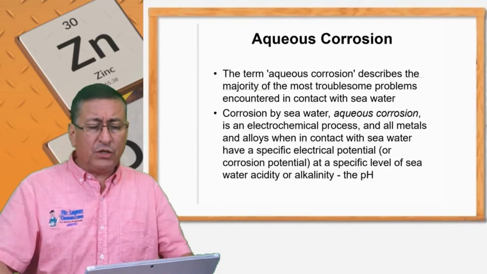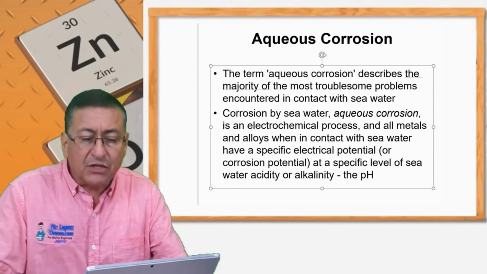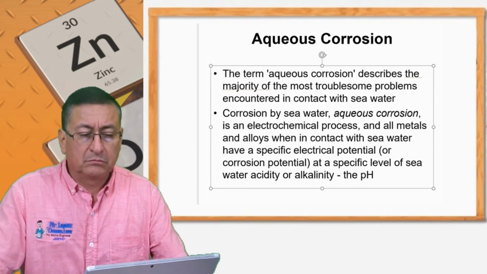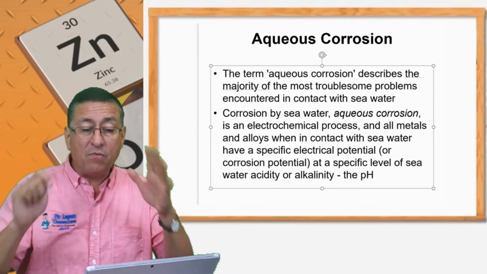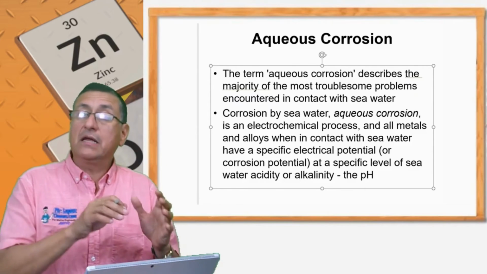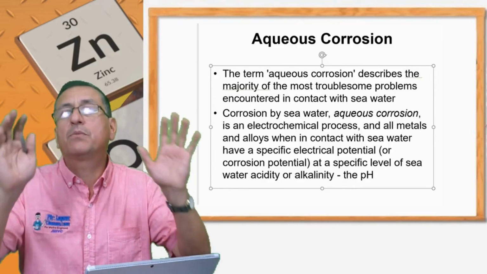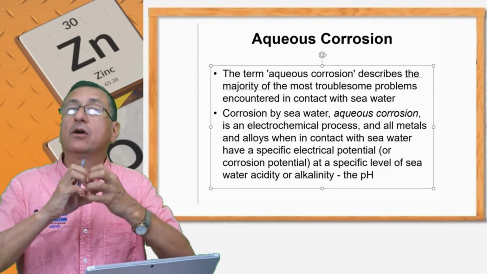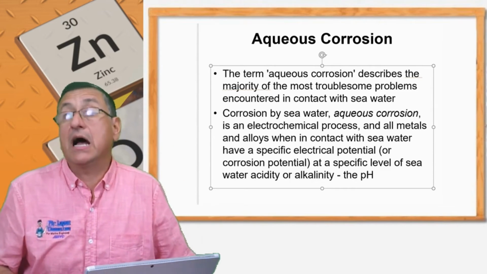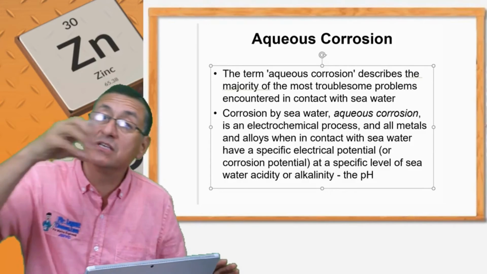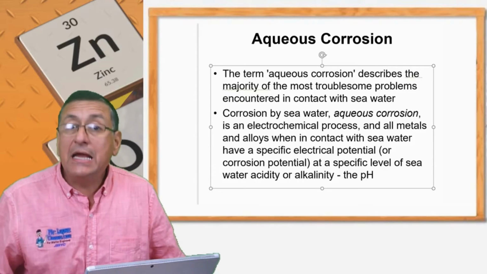And now we are going to introduce another important concept, aqueous corrosion. The term aqueous corrosion describes the majority of the problems of metals in contact with seawater. That's it. Corrosion by seawater is aqueous corrosion. It's corrosion because of the seawater in contact with the metal.